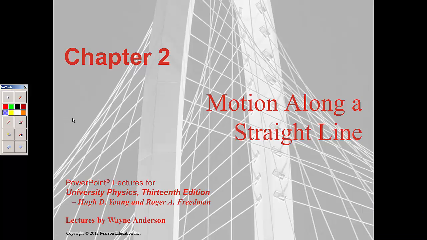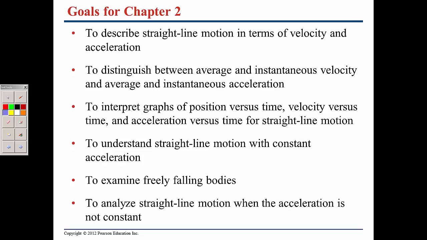Okay, this is Chapter 2, Motion Along a Straight Line. Now, in this chapter, we're going to talk about some physical variables and the relationship between them. We're going to talk about straight line motion in terms of the physical variables position, velocity, and acceleration. Velocity and acceleration are going to have two flavors that we're going to discuss, average and instantaneous. And we're going to graphically look at all these three parameters, position, velocity, and acceleration, and be able to interpret them and the relationship to each other.